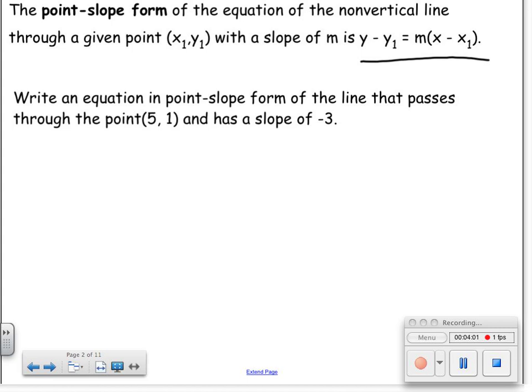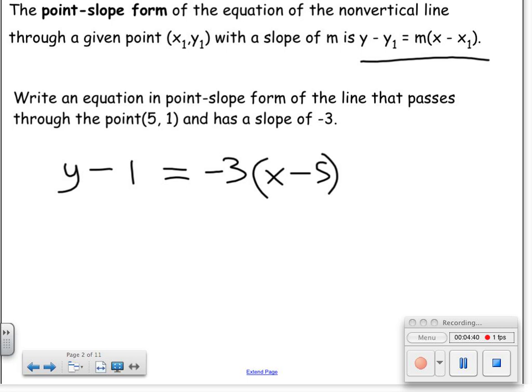So write an equation with the point slope form of the line that passes through the point 5, 1, with the slope of -3. It's just going to be y minus 1 is equal to m, which is the slope, which is -3, times x minus 5. That's it. That's the point slope formula. And that's an easy way of coming up with the equation of a line if you know the slope and if you have one point. Let's do a couple more of these.